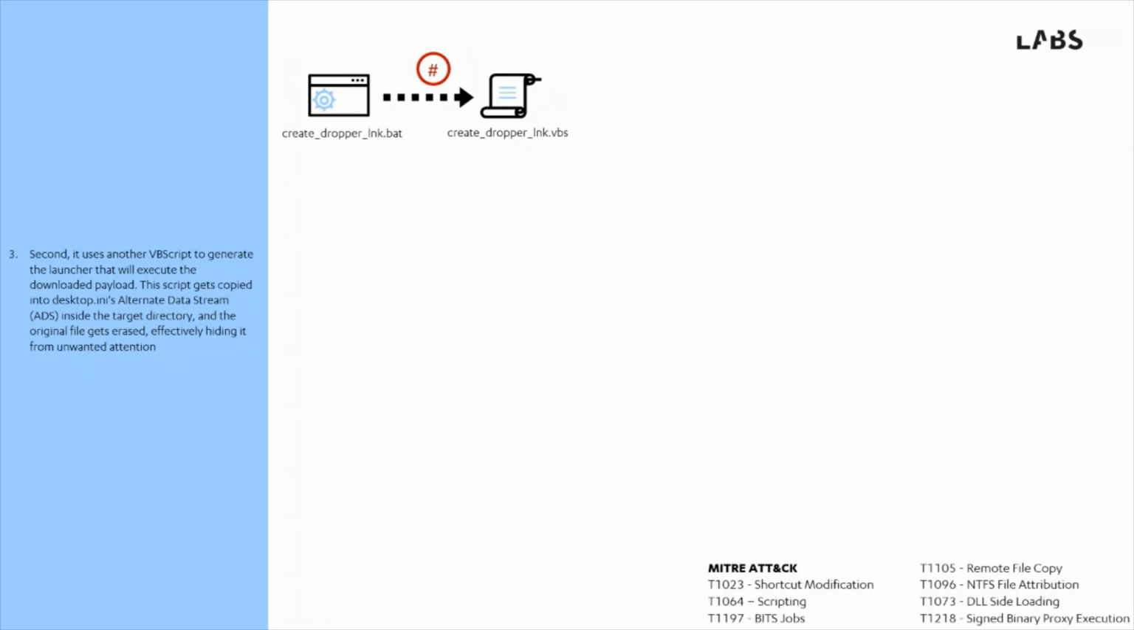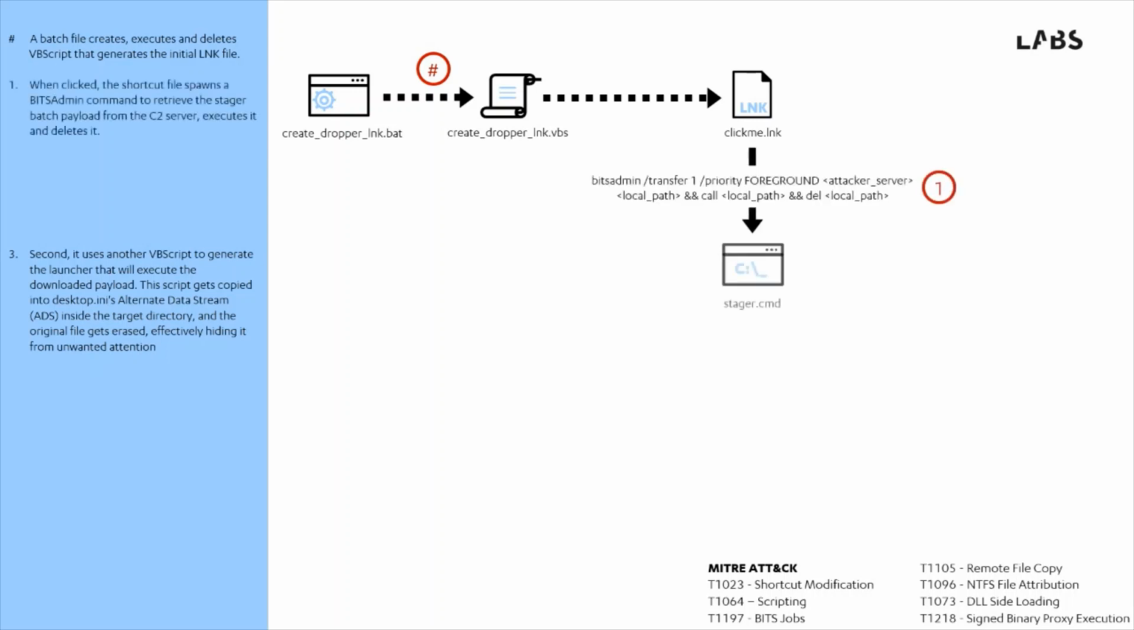It's just a bat file that uses a VBS script to create this shortcut file, and the create dropper bat file creates this create dropper VBS script. The VBS script creates this shortcut file, and then the script gets deleted, so it's only the click me shortcut left, and that's where our attack is actually going to start happening.